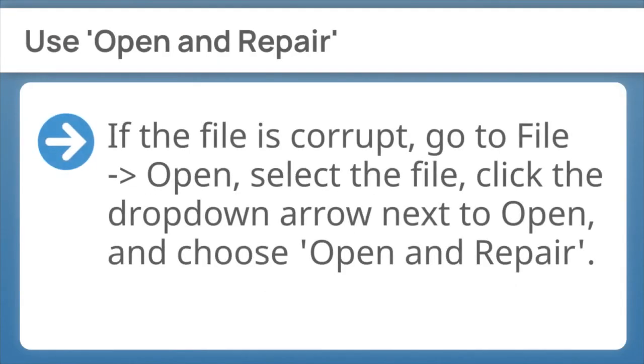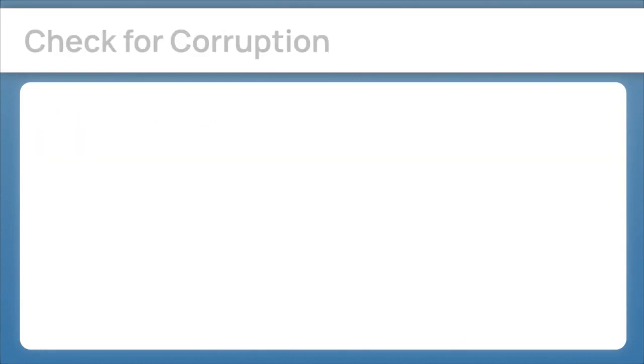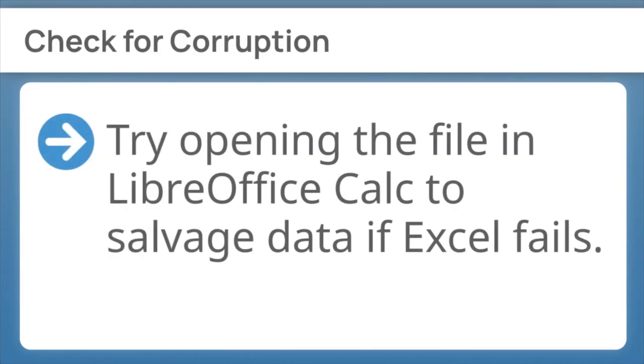If the file is corrupt, go to File, Open, select the file, click the drop-down arrow next to Open, and choose Open and Repair. Finally, check for corruption. Try opening the file in LibreOffice Calc to salvage data if Excel fails.